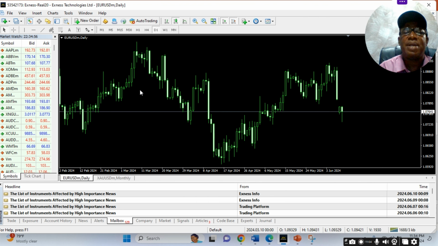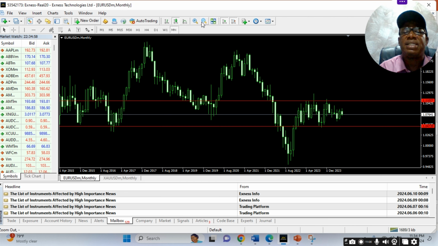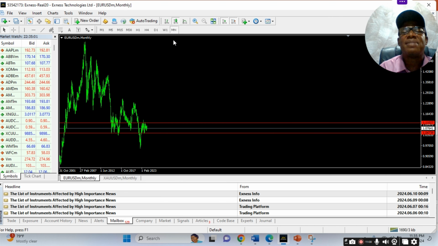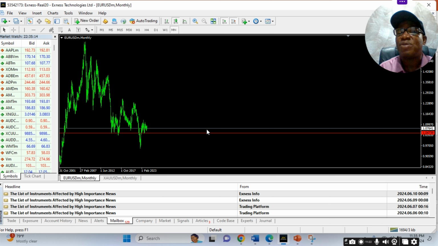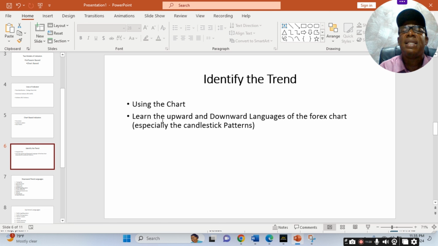Let's look at this pair. Euro USD, go to the monthly chart and minimize it. It's as simple as that. The trend is down. So with the chart, you can know, all right, this is where the market is. It has served as an indicator for you. The market is downward. Now, learn the upward and the downward language of forex trading, especially the candlestick pattern.